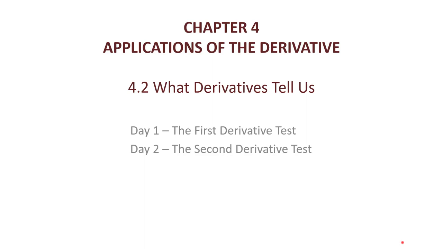Hello. Today we begin 4.2, What Derivatives Tell Us. We'll use derivatives to analyze maxes and mins, try to figure out where those maxes and mins occur. There are two techniques for figuring out where the maxes and mins are. We can use the first derivative test, or we can use the second derivative test.